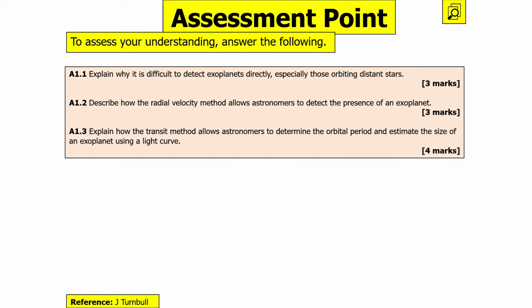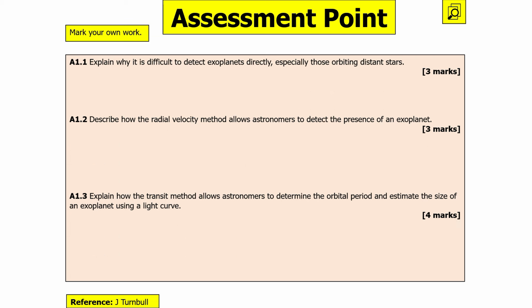Explain why it's difficult to detect exoplanets directly, especially those orbiting distant stars. Describe how the radial velocity method allows astronomers to detect the presence of an exoplanet. Explain how the transit method allows astronomers to determine the orbital period and estimate the size of an exoplanet using a light curve. So, pause the video now, and then unpause the video when you want to go through your answer.